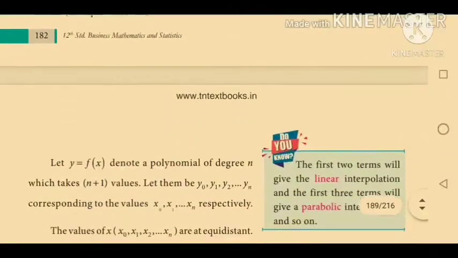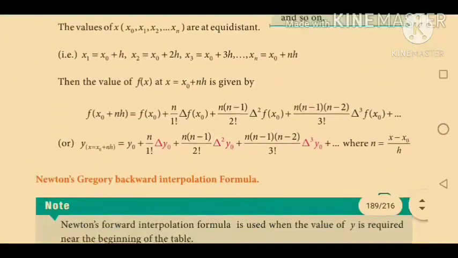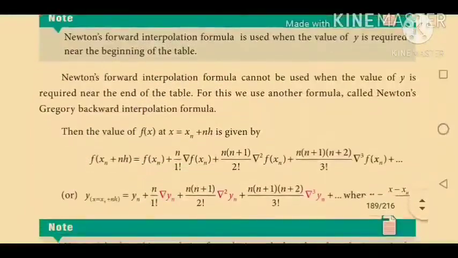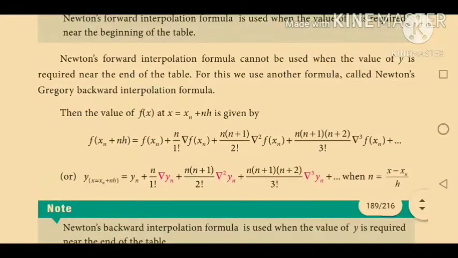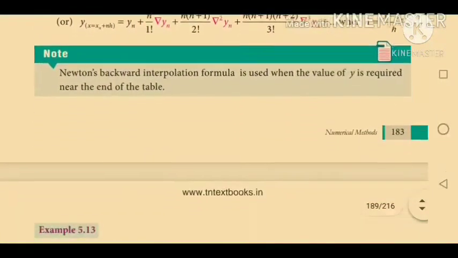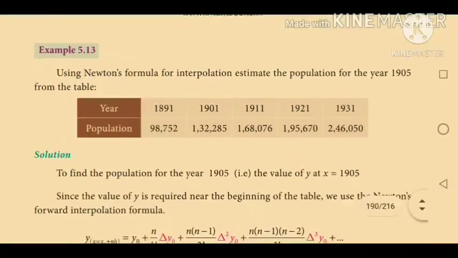Then the next method is the algebraic method. In this method we are finding the value by applying the interpolation, backward interpolation formula. Okay, so we will see 5.13.